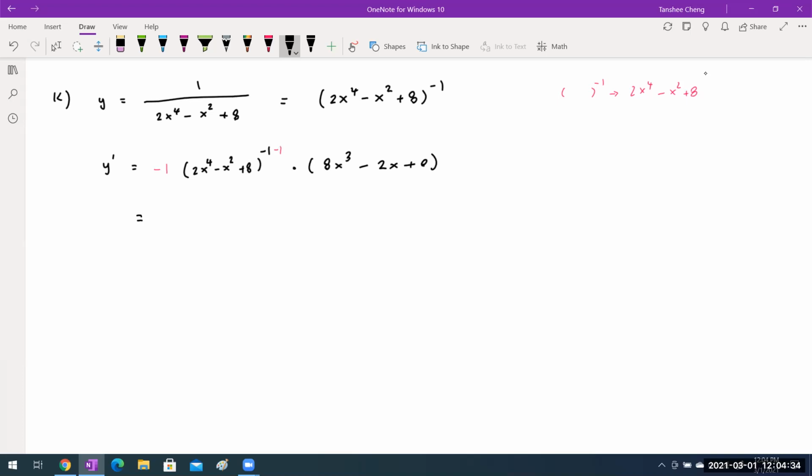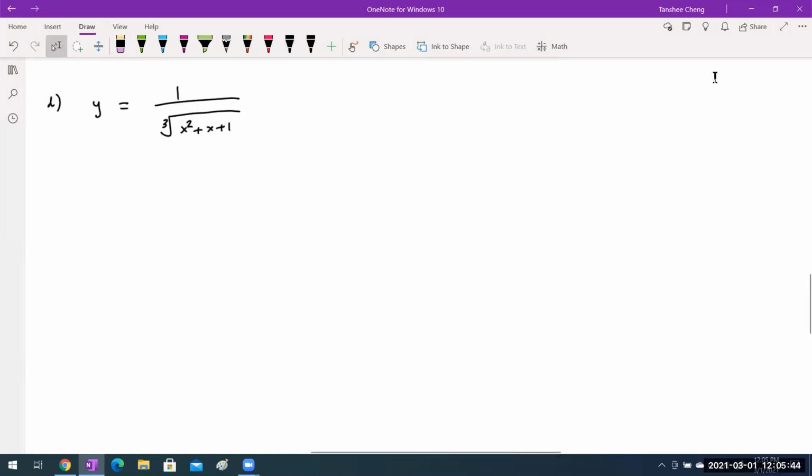So finally, this gives us negative 2x to the fourth power minus x to the second plus 8, to the negative 2 power, and then 8x to the third minus 2x. If you use the quotient rule since the beginning, and take the derivative and simplify it, we should be getting the same answer. Right? That's something that we need to be clear about. So let's take a look at our next example.